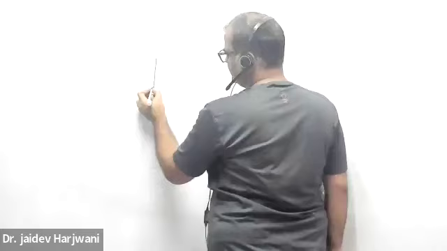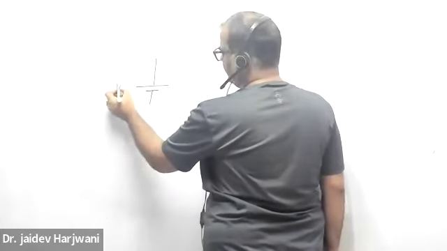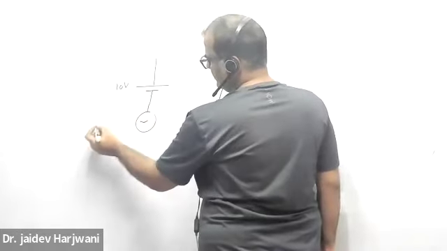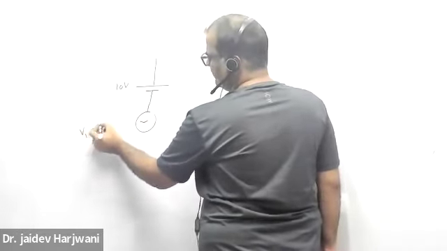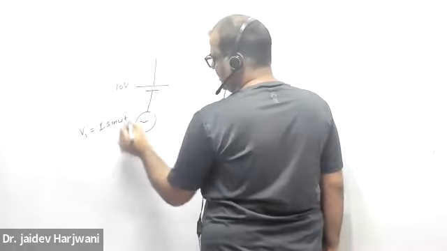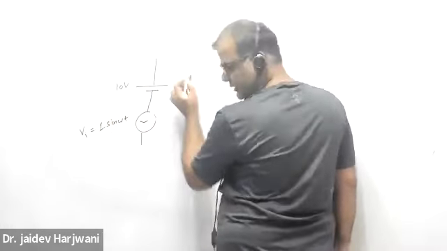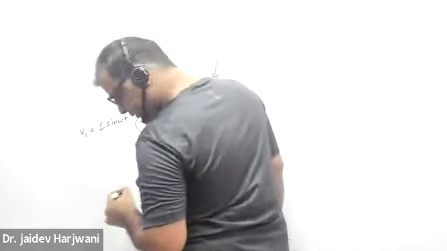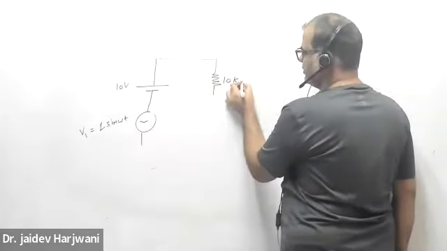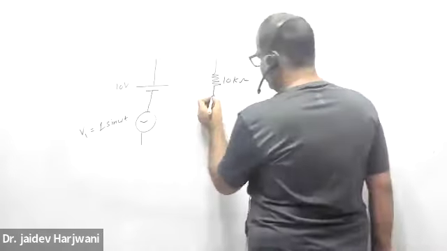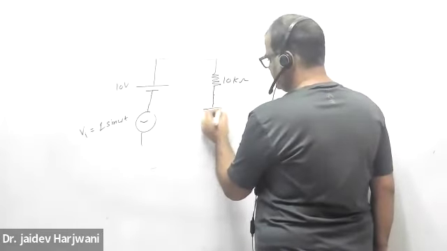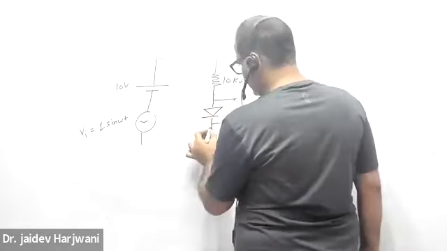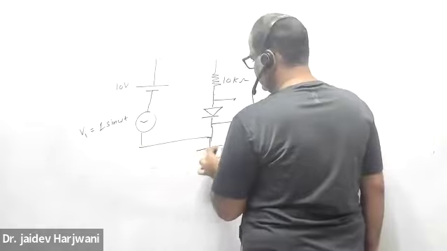Okay, now let us see how to solve the circuit. Say I have a 10-volt battery and I am applying a small amplitude Vi equal to 1 sin omega t. Here I have a resistance of 10 kilo ohm, and here I have a diode. Like this, the circuit is there.